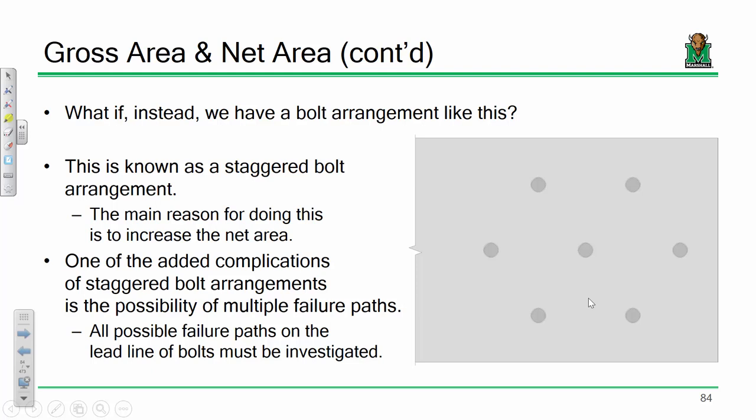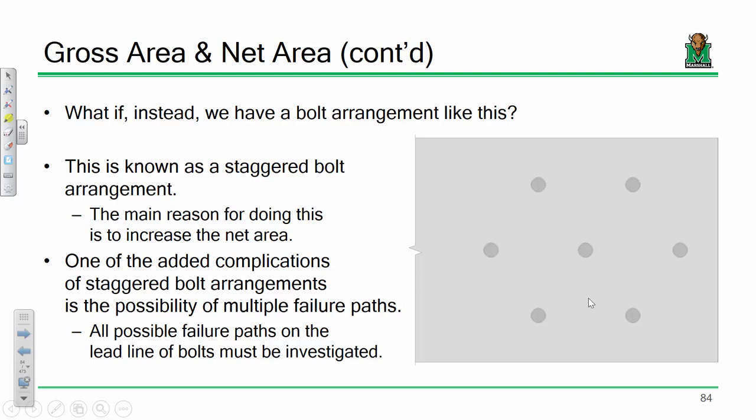But the problem is that now we have multiple different possible paths of failure. And all the possible paths have to be investigated that occur on the lead line. I've been teaching this class for a long time, and the one thing that sometimes students get confused about is the lead line. So let me explain what the lead line is.